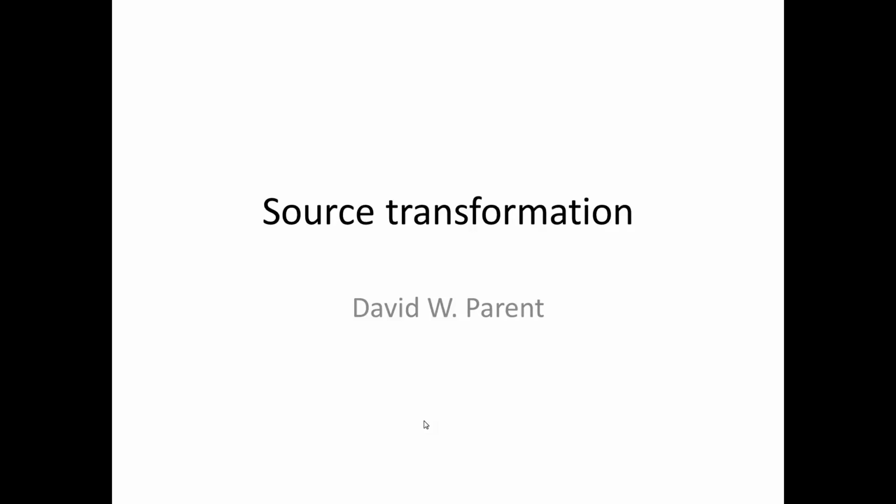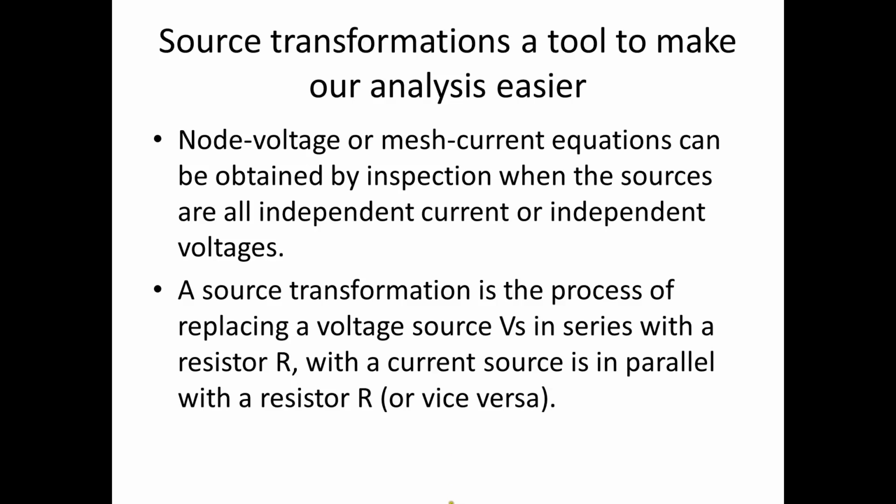Source transformation. Source transformation is a tool to make our analysis easier. Node voltage or mesh current equations can be attained by inspection when the sources are all independent current or independent voltages. A source transformation is the process of replacing a voltage source in series with a resistor with a current source that is in parallel with a resistor, or vice versa.